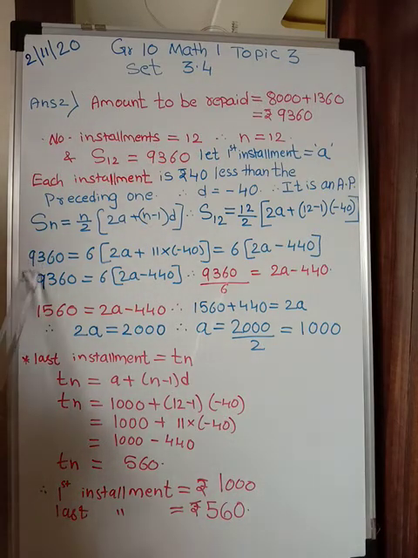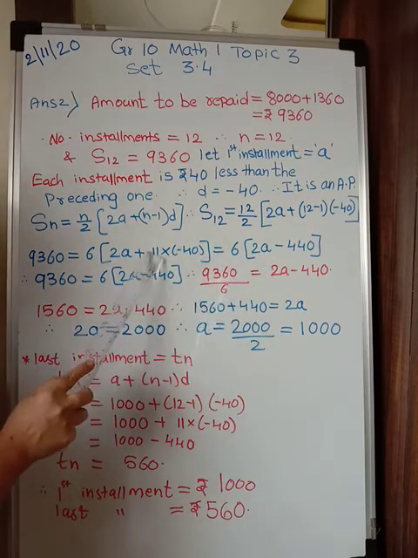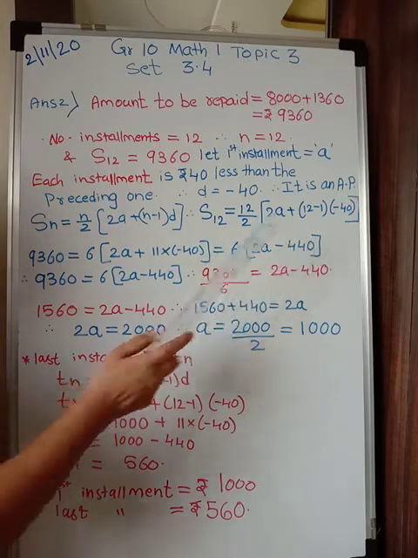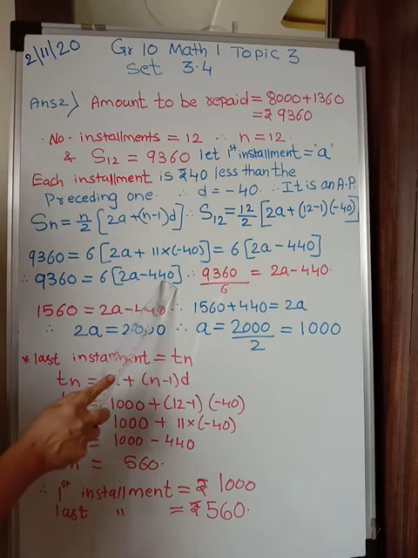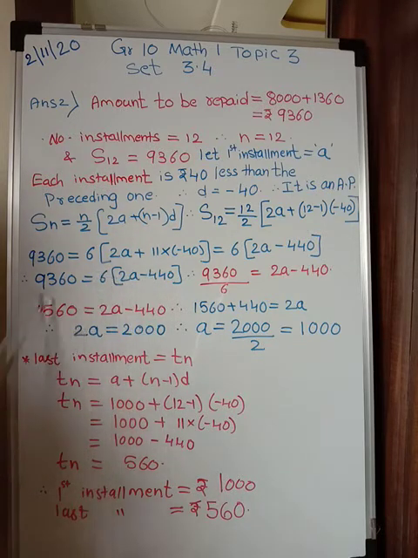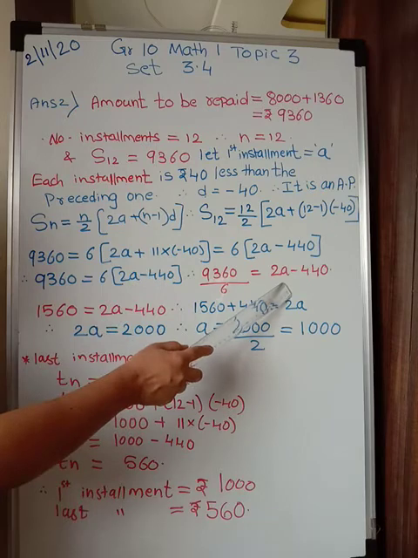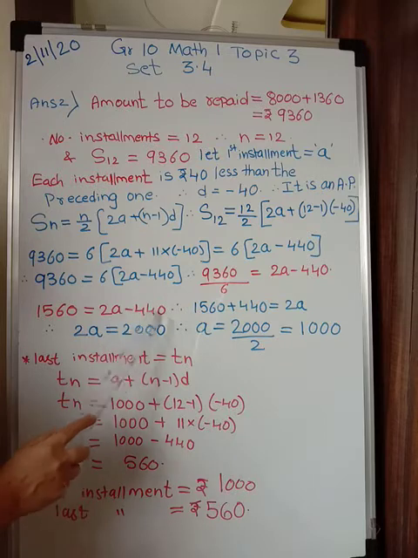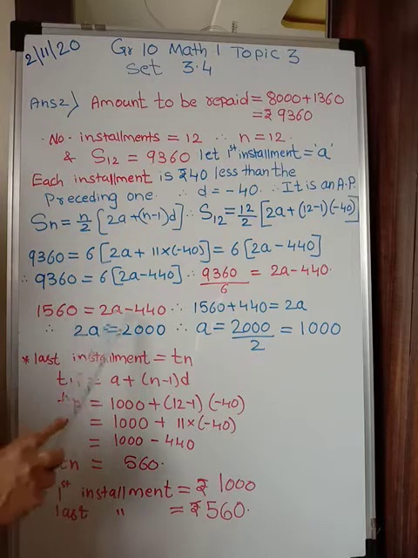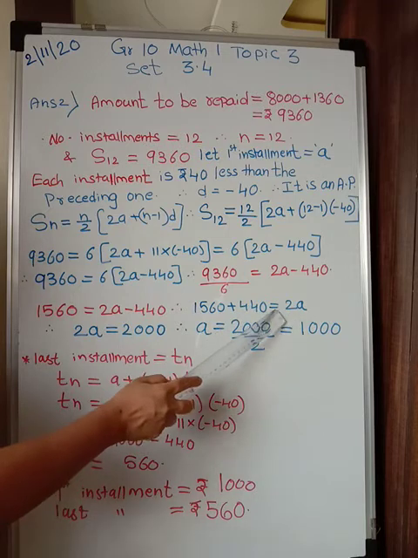So, what we got? 9,360 is equal to 6, 2a, and calculate this, it comes out to be minus 440. So, 9,360 is equal to 6 in bracket 2a minus 440. Now, you shift this 6 over this side, it will be 9,360 upon 6, which is equal to 2a minus 440. Divide this, you get 1,560, which is equal to 2a minus 440. So, what will be 2a? 440 shifted from right hand side to left hand side, it becomes plus. So, 1,560 plus 440 will be equal to 2a.